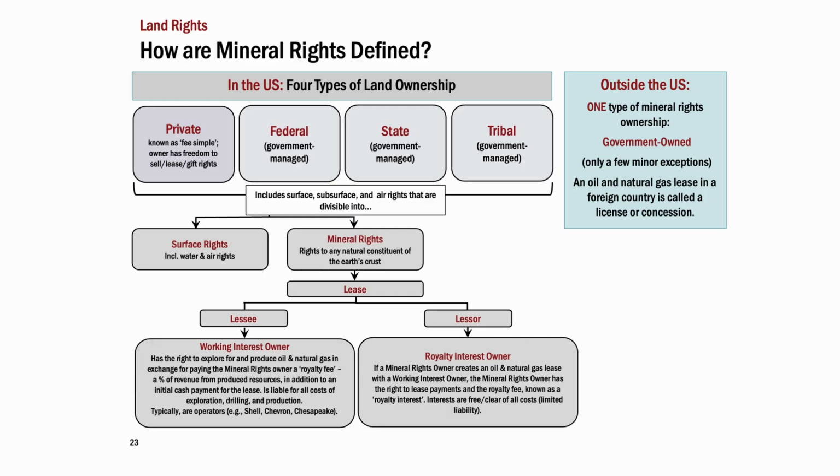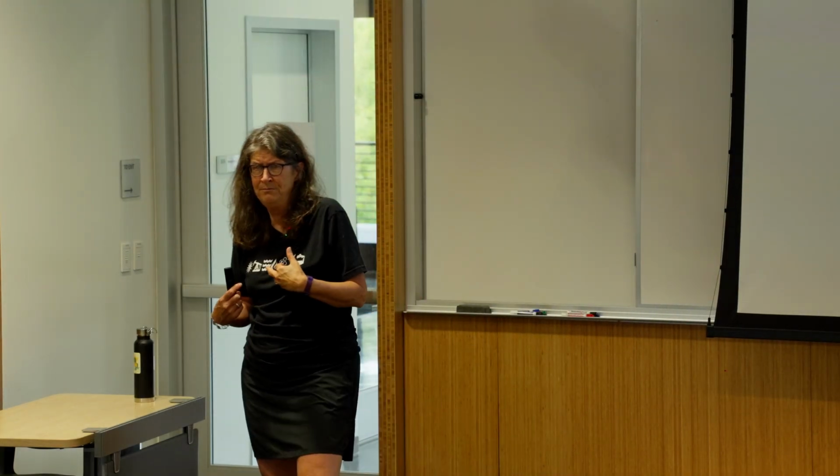If you're the royalty interest owner, you have no environmental liability, and you get a share of the gross revenues of production, but you have rented your subsurface to an extraction company who's going to produce a resource, and you get money off the top.